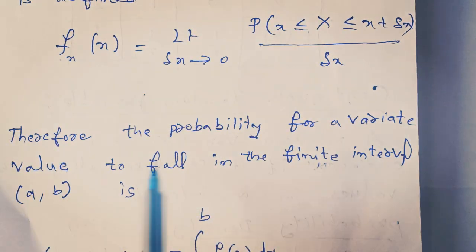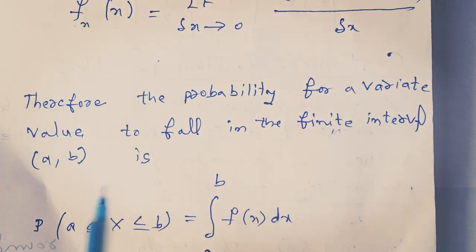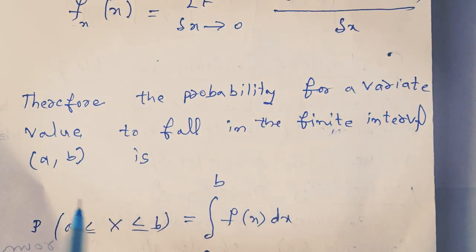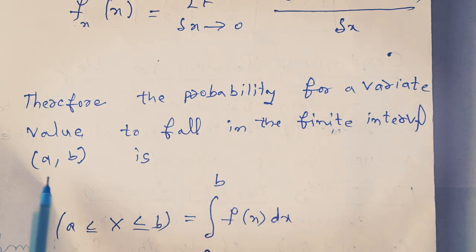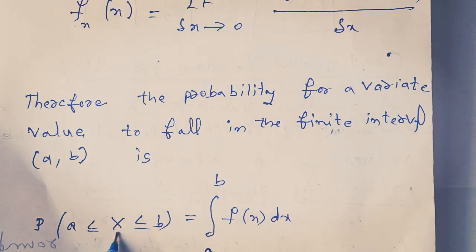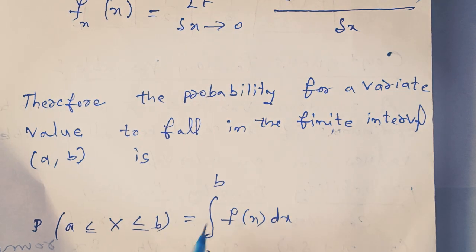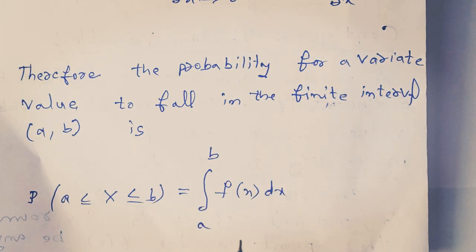Okay. Therefore the probability for a variate value to fall in the finite interval a comma b, that is the probability that a is less than or equal to capital X is less than or equal to b, is given by the integral with the limits a to b of f of x dx. Okay, here f is the probability density function.